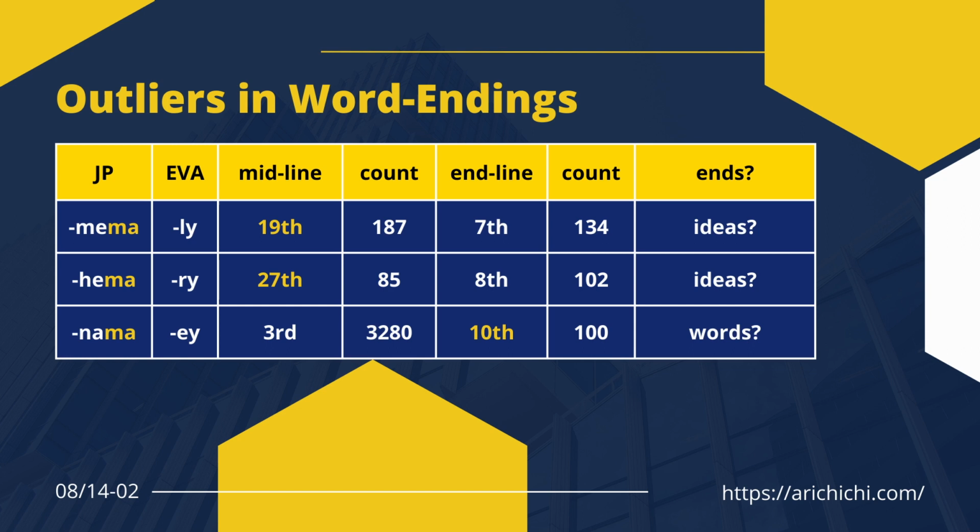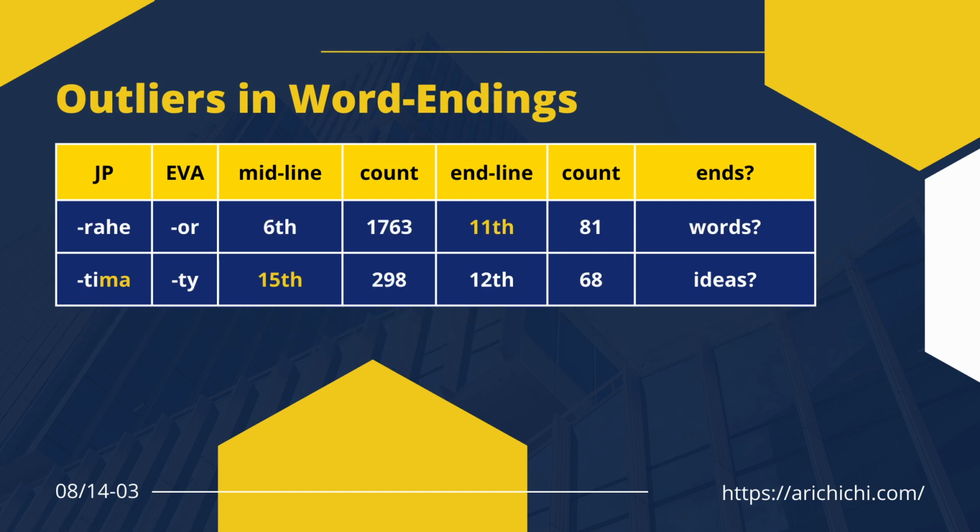Nama, EVA ey, which is way higher on midline endings than expected. At first glance, it would mean that it is detrimental to mid-sentence word endings. Rae, which is way higher on midline endings than expected. It would mean that it is detrimental to mid-sentence word endings. Tima, EVA tai, which is a little lower on midline endings than expected. Since it ends lines more often than not, it would mean that it ends ideas.